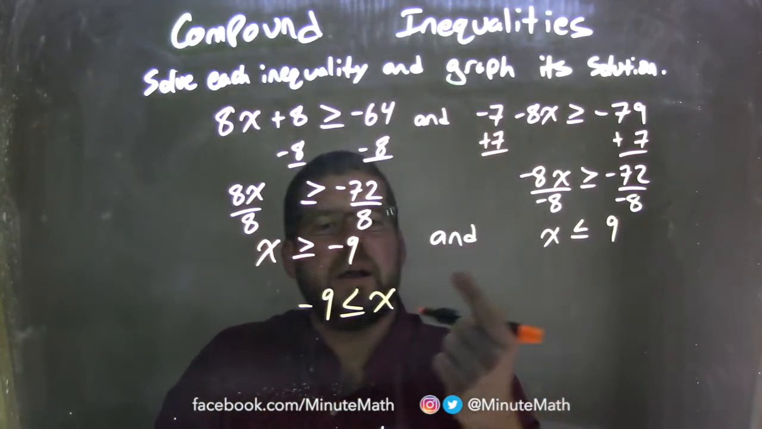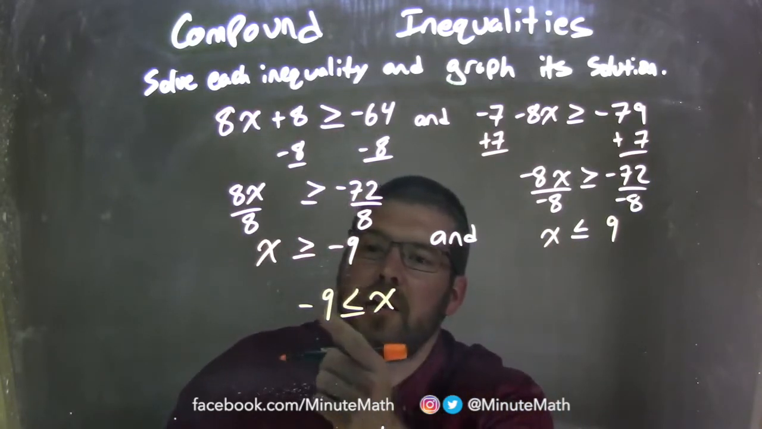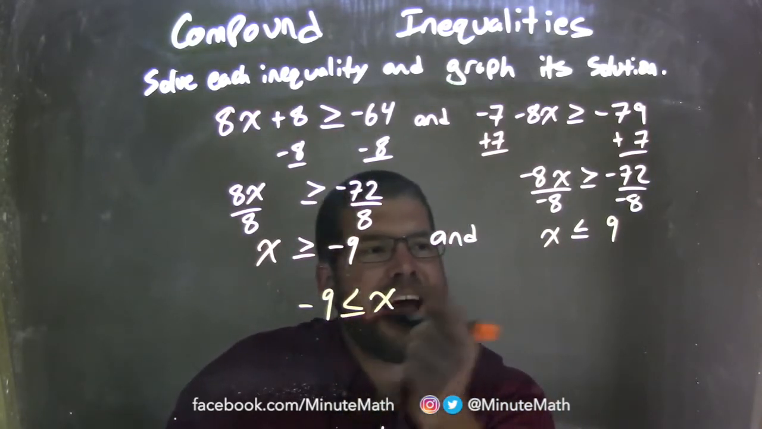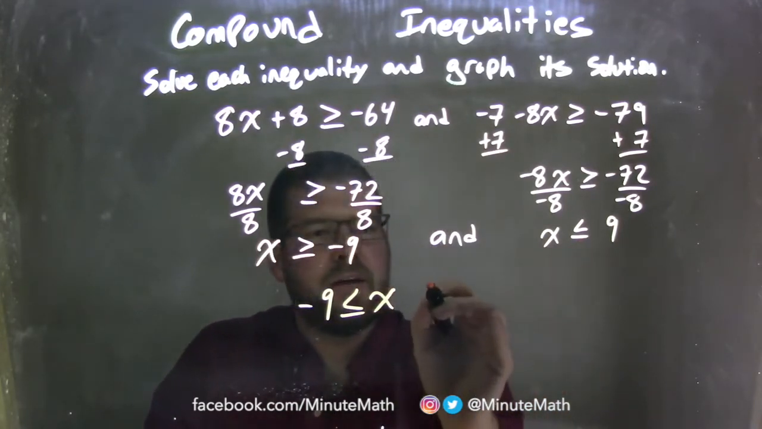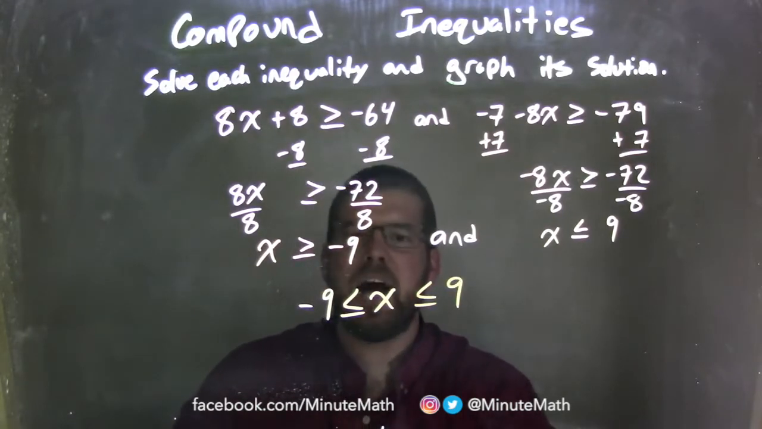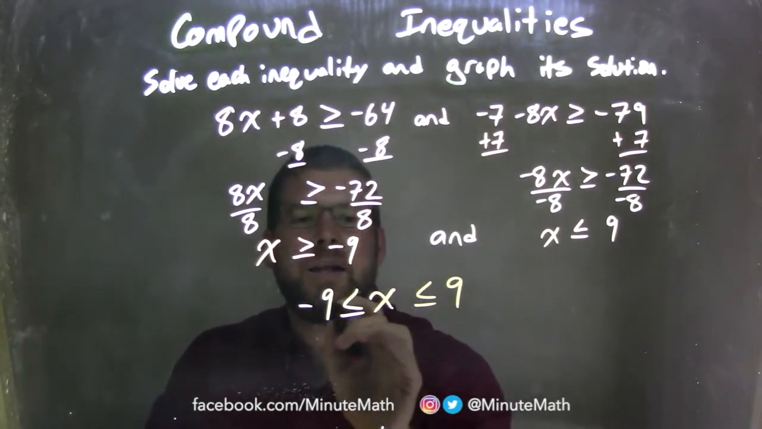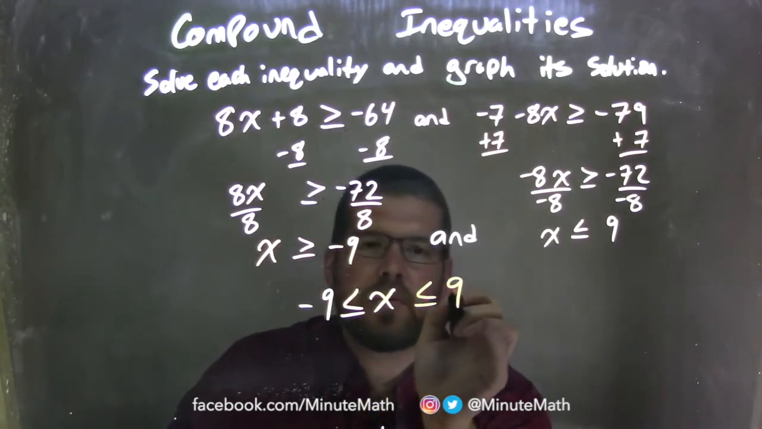But now we can combine it because we said x has to be this and that. Negative 9 has to be less than or equal to x, and x has to be less than or equal to 9. So I can kind of toss this down here, giving me less than or equal to 9. And there we have it. I have my compound inequality combining the two parts here, that negative 9 is less than or equal to x, which is less than or equal to 9.